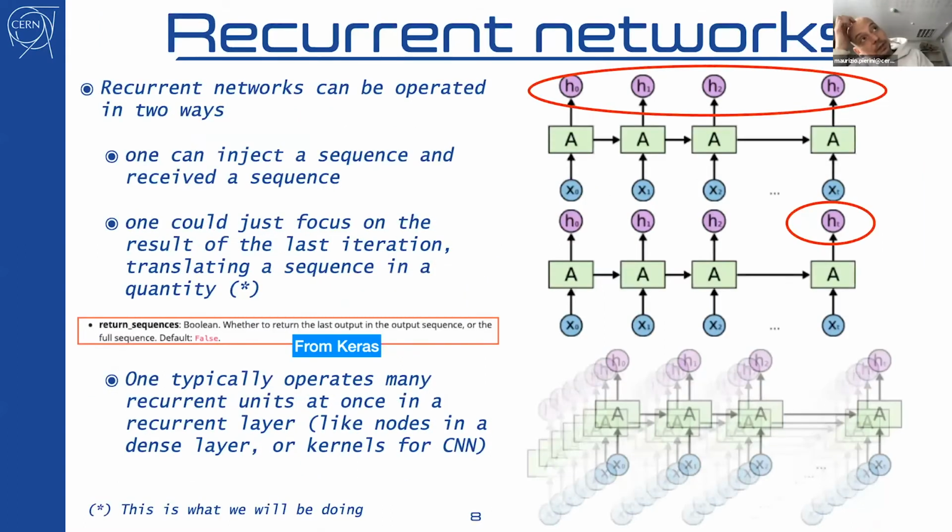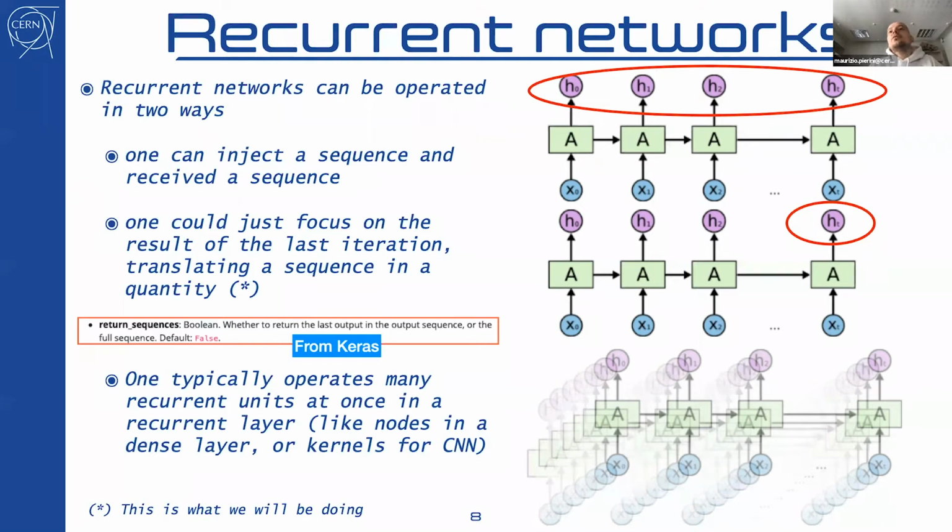Now, back to the recurrent network. There are two ways you can operate them. You can inject a sequence with the idea that you get out a sequence, and the sequence you get out could be the memory state of each cell, or the Y of each cell, and so on. Or you could just focus on the outcome of the last iteration, and then you come in with a sequence and get out a number. This is done, for instance, in Keras with the return sequences option.